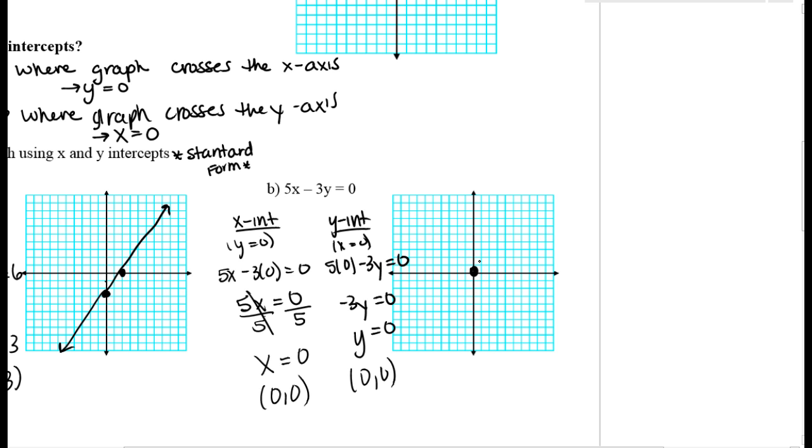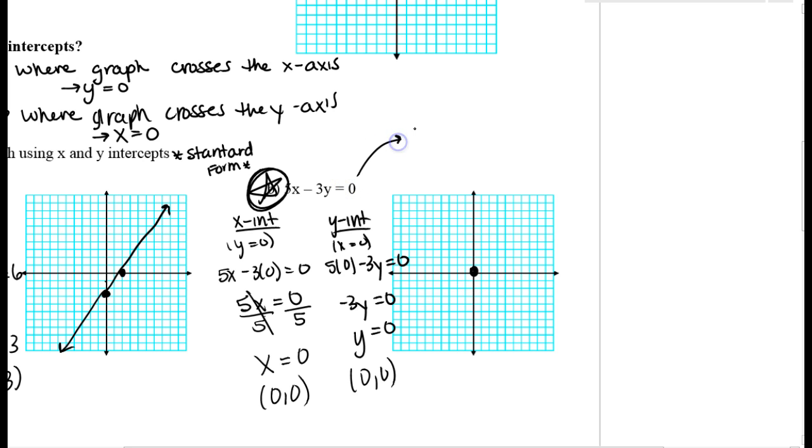But that's really the same point. So this causes a problem. So we should maybe star this one to remember. This only gives me 1 point, which is a problem because we need 2 to graph a line. So using x and y intercepts does not work on every problem. It works on some, but not all. It doesn't work when our intercept is at 0, 0.